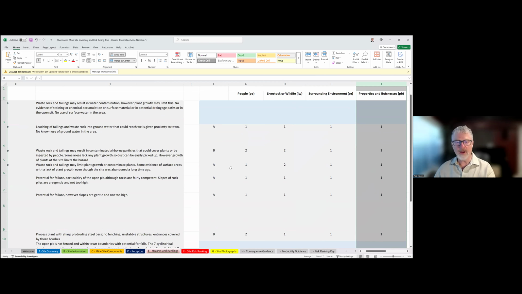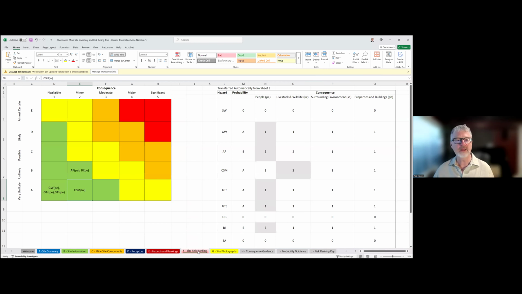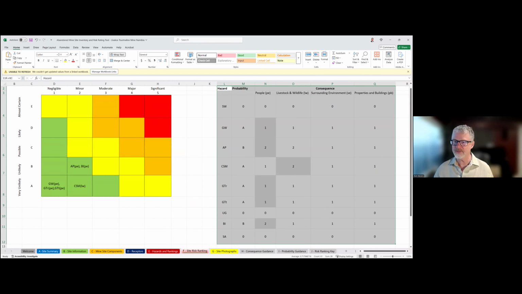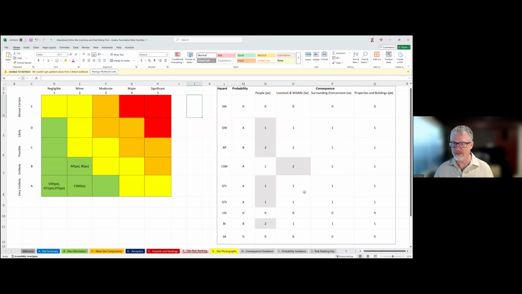And I'm going to pop to the next tab and then come back just to see how this works. Once we have filled out the risk assessment, so the consequence and probability here, it is automatically transferred over to the next tab, into this part where we get a summary of all of the probability occurrences. And from there, we can transfer it over to our risk assessment matrix.